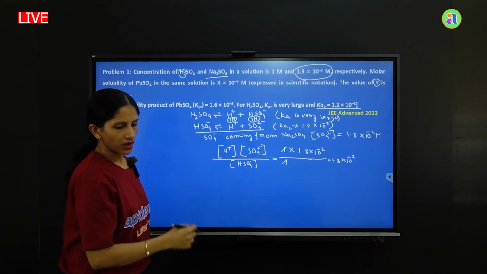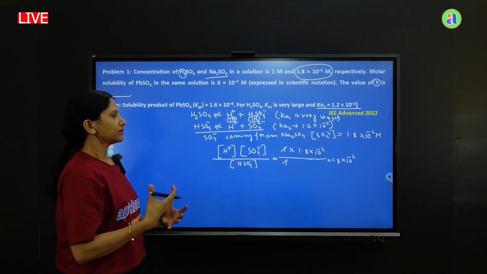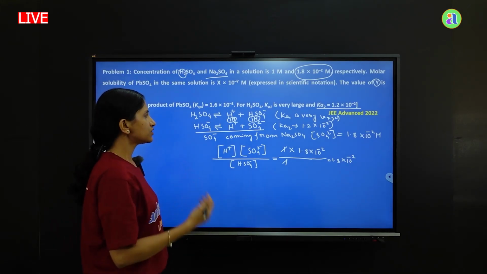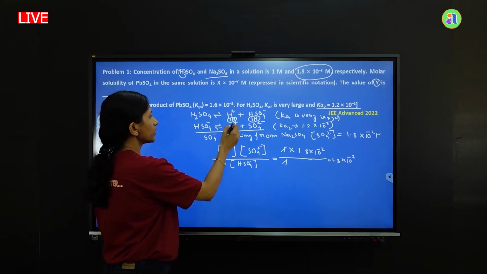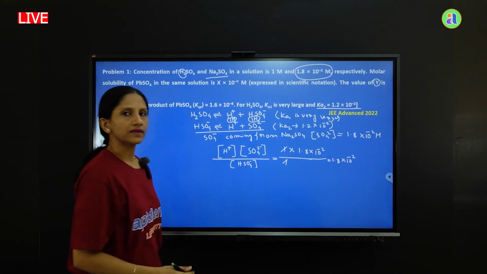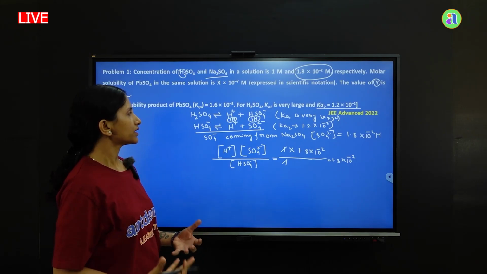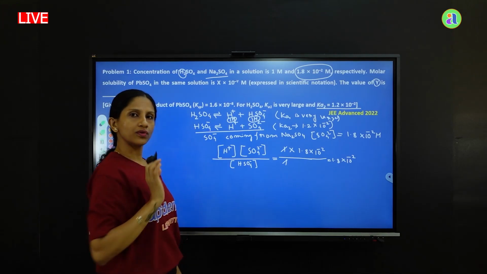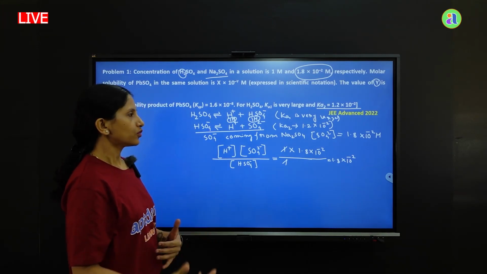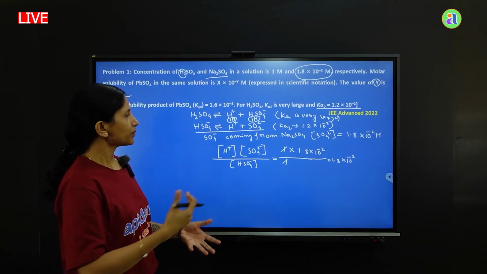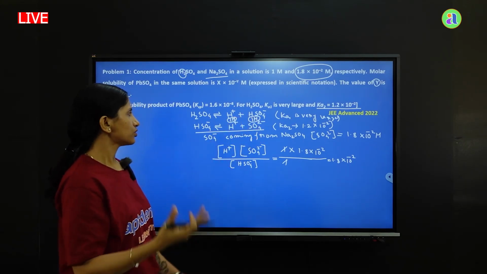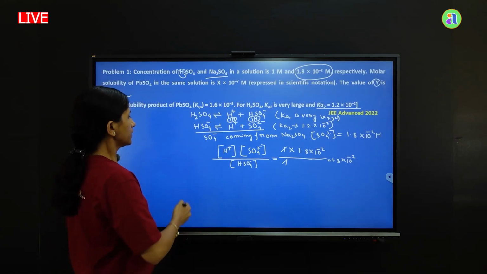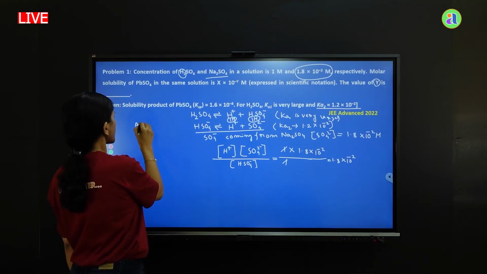Now, from this you are easily able to comment that instead of dissociation of HSO4 minus into H plus and SO4 2 minus, it will be easier for the association of H plus and SO4 2 minus to form HSO4 minus. So instead of dissociation, association of H plus and SO4 2 minus in order to form HSO4 minus would be energetically favorable.